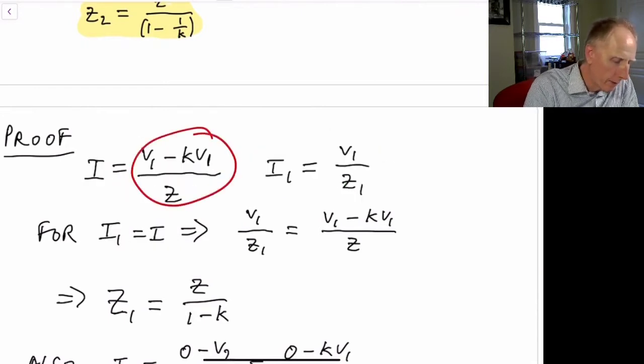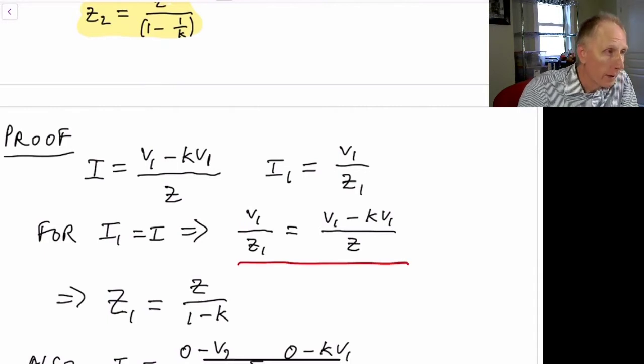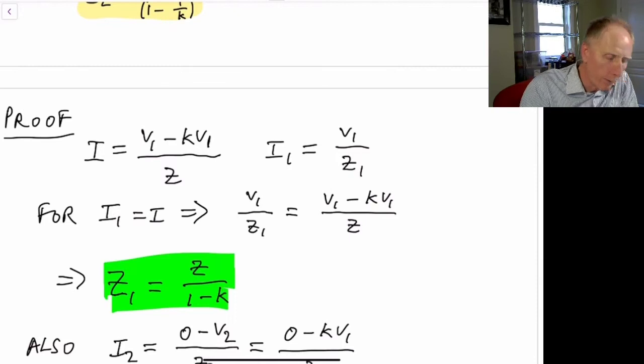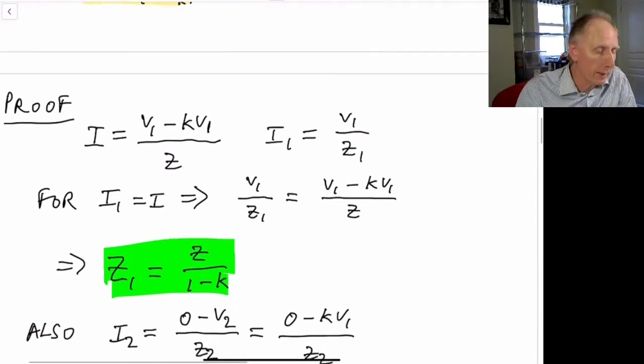If we do that, therefore this side must equal this over here. So we have this equation now here. And we can see that we can cancel out the V1s here. And so we have that 1 over Z1 equals 1 minus K divided by Z. If we just solve for Z1, then Z1 is equal to Z divided by 1 minus K.